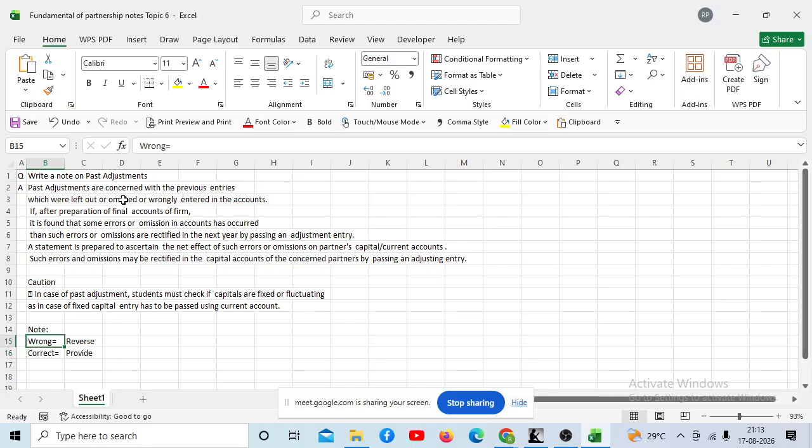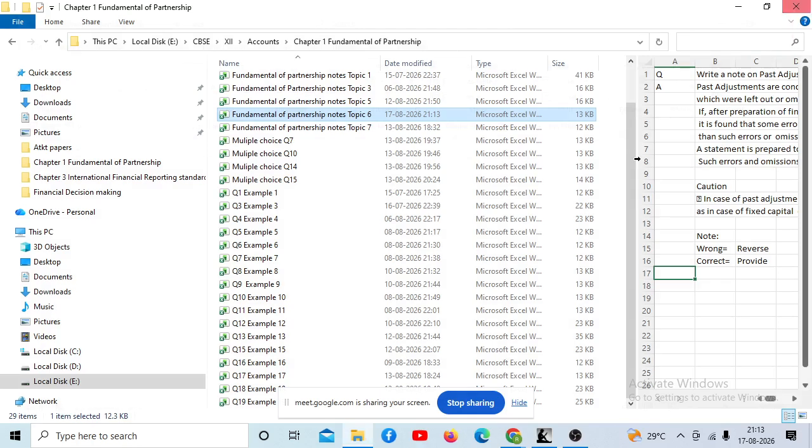Either they must have passed a wrong entry, so to remove that wrong entry we have to reverse it. And the second error can be that they had missed or omitted the correct entry. So in that case we will provide, that means we will pass the correct entry, right? On these two bases only we can pass the rectifying entry. So this is the concept. Now let us solve one problem based on this concept so that it will be easy for you.